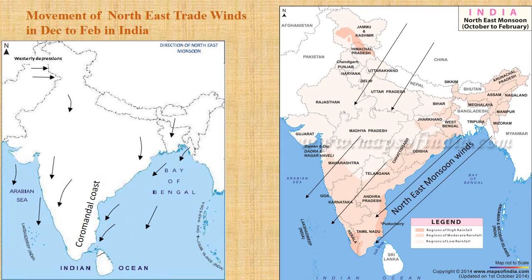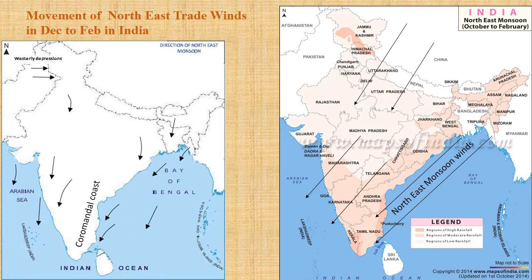These northeast trade winds, if you look at the black color arrows, move from land to sea. So they are cold, dry, offshore winds. Offshore winds means the winds which move from land to sea. So they are cold and dry winds.